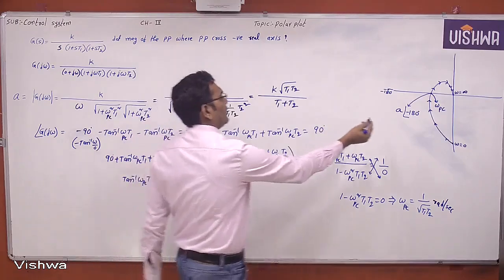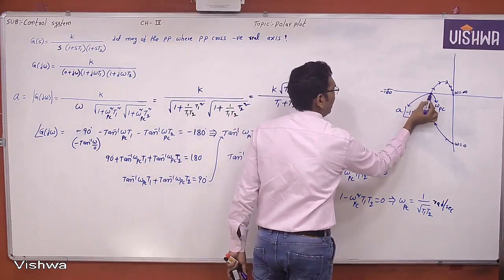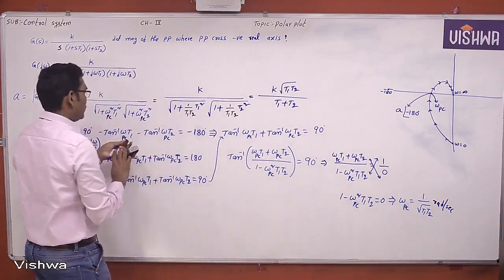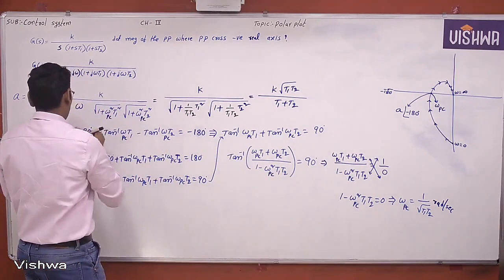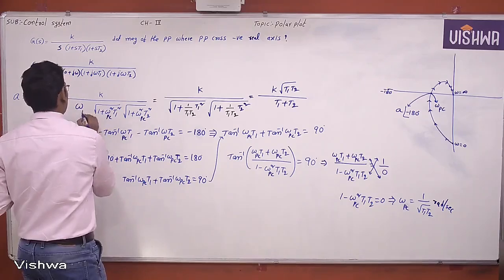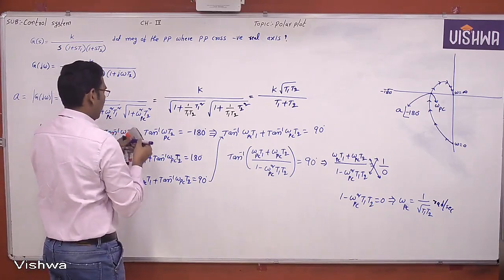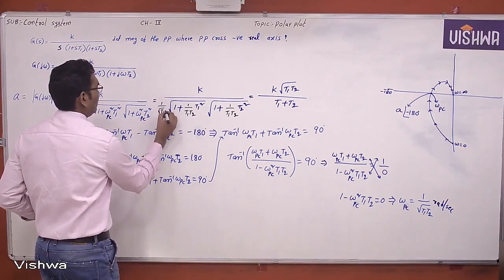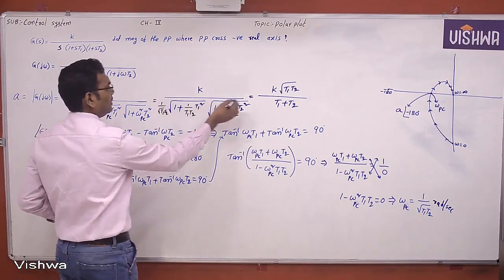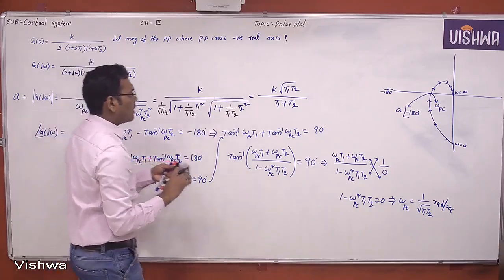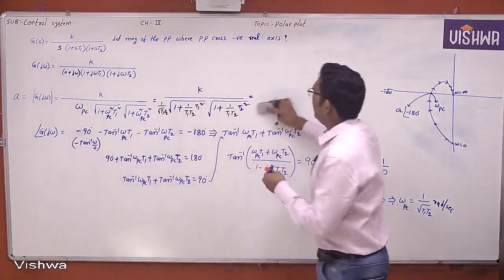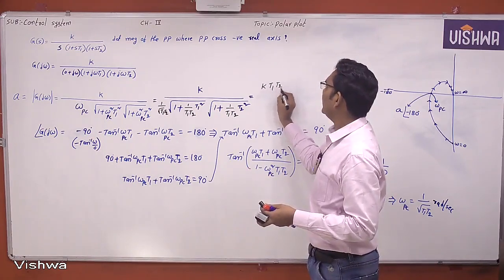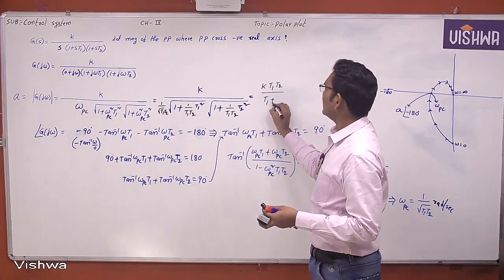At that particular phase crossover frequency, he is asking for the magnitude. So substitute omega pc equal to 1 by root t1 t2 here; the T1 cancels and the T2 cancels. Now the magnitude is K into T1 T2 by T1 plus T2.